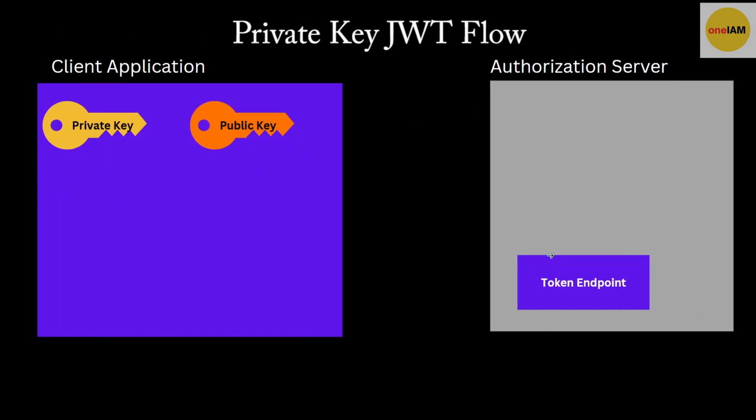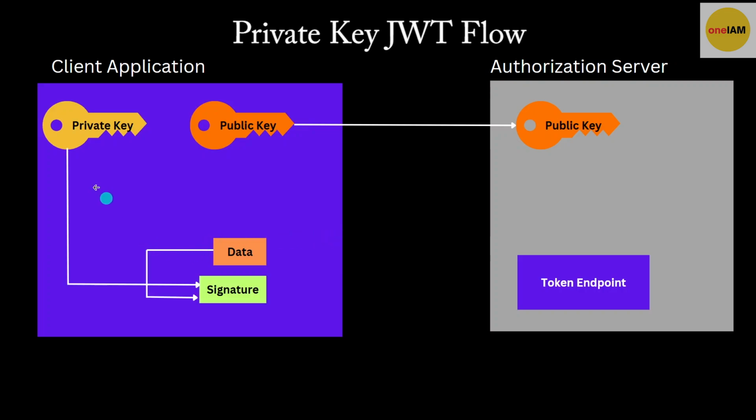In private key JWT, as I said, we generate a key pair on the client application side. We have the private key and the public key. After we have this key pair, we share the public key with the authorization server. After we finish the setup, we can prepare our data for the token endpoint, a JSON payload according to the OpenID specification. We will look into this in the demo as well.